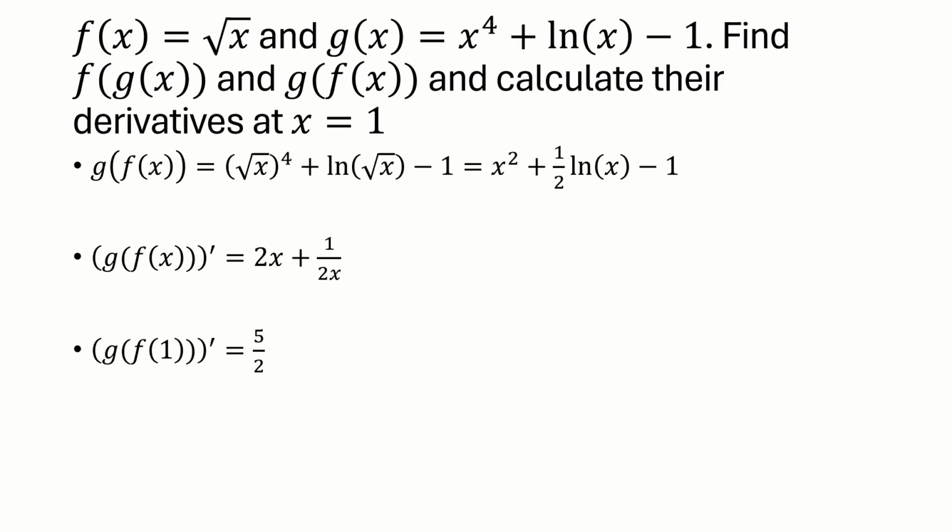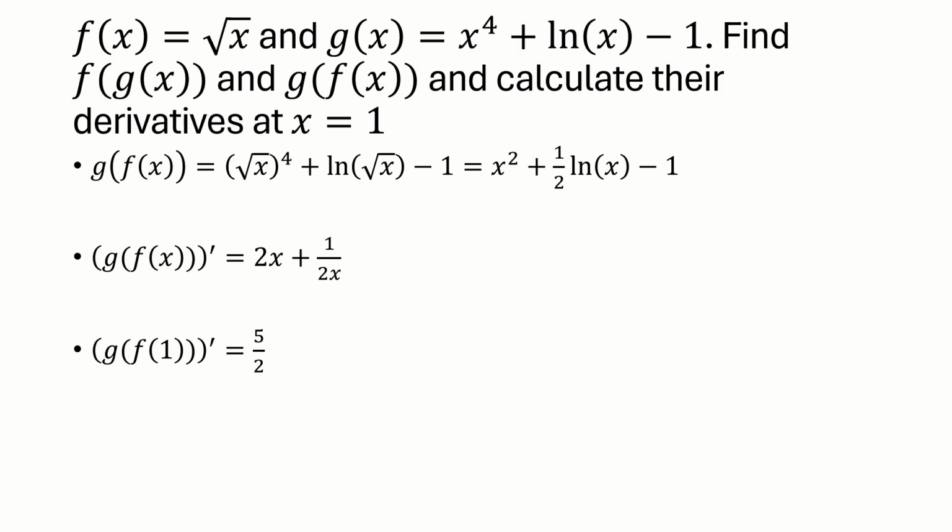Now let's look at g of f of x. So we're going to put f of x inside g. So that's the square root of x raised to the fourth power plus natural log square root of x minus 1. Square root of x to the fourth is just x squared. And then the square root comes out in front as a 1/2 natural log x minus 1.